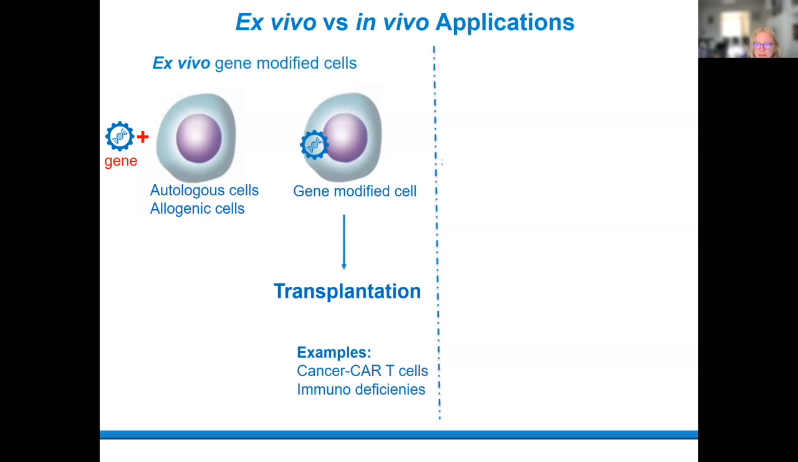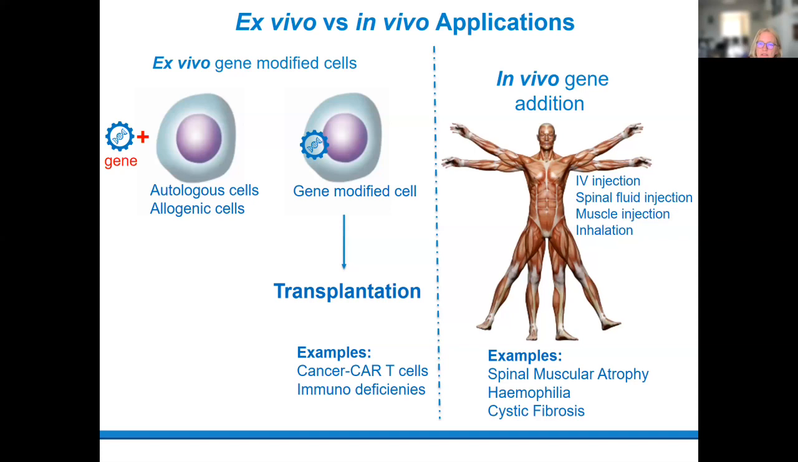And I'll go into this a little bit more later. When we talk about in vivo gene therapy, we mean that the gene transfer agent, our viral vector, for example, is directly injected into the patients, either intravenously or into the spinal fluid. Sometimes we do muscular injections. And in my research field, which is gene therapy for lung diseases, we deliver the gene therapy agents via inhalation. So the examples here are the things that Simon mentioned: spinal muscular atrophy, hemophilia, and cystic fibrosis.